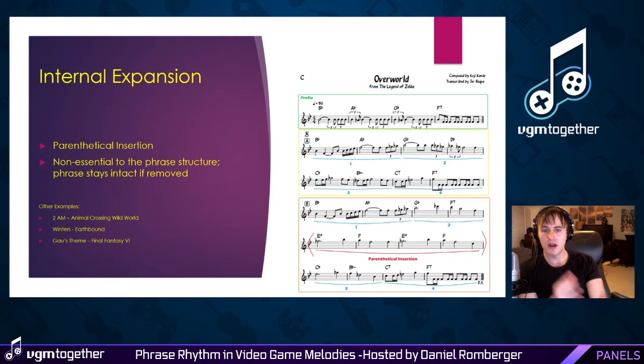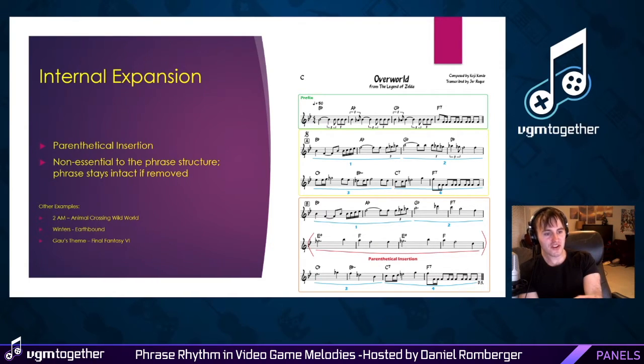A little pause. And we're back. So you notice there was an extra bar of one particular chord. It doesn't really need to be there. It just sets up the second half of the phrase. If you were to take it out, then it would be fine. The bar doesn't have any melodic material. So in this case, I would classify that as a parenthetical insertion. So I hope that clarifies a little bit more what that is.